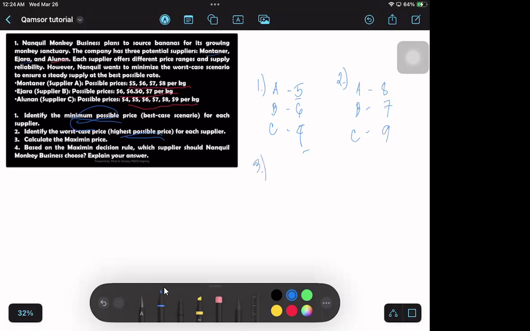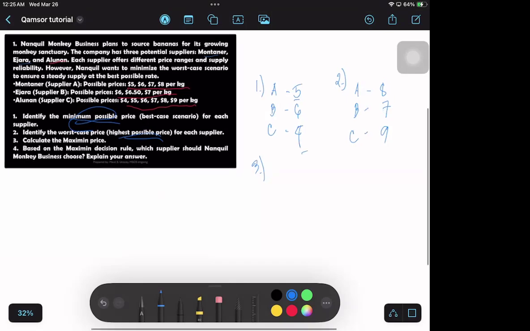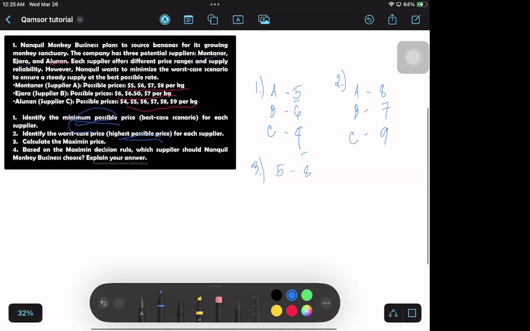So for calculating number 3, calculate the maximum, right? For calculating the maximum, in our previous discussion we were able to identify that we need to deduct the minimum guaranteed payoff from your worst case. So your minimum will be 5 minus 8 for A. Certainly the answer will be negative 3 for A.